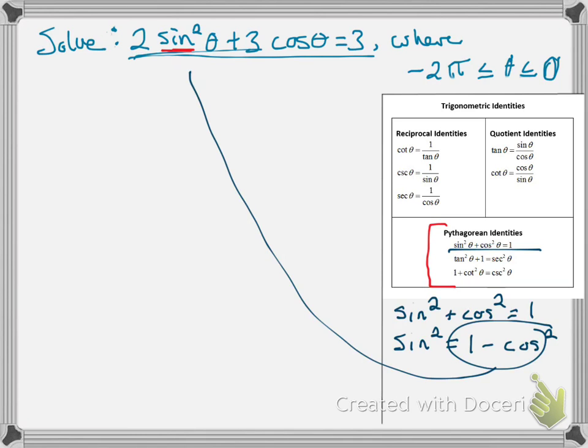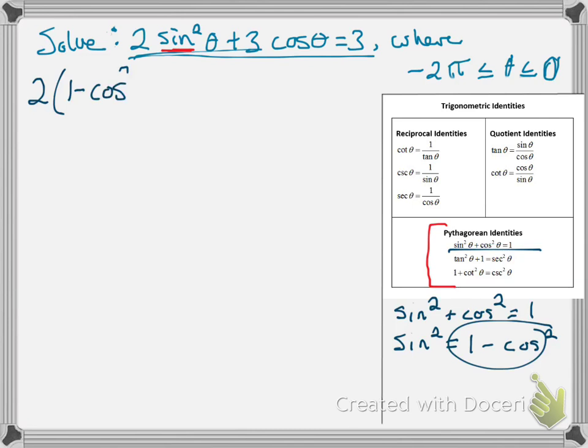All right, so let's go ahead and do that. I'm going to rewrite it over here. We got 2 times 1 minus cosine squared theta. All right, that's that part substituted in. Then I have plus 3 cosine theta equals 3. Okay, so I'm one step closer. I've gotten everything in terms of one trig function.